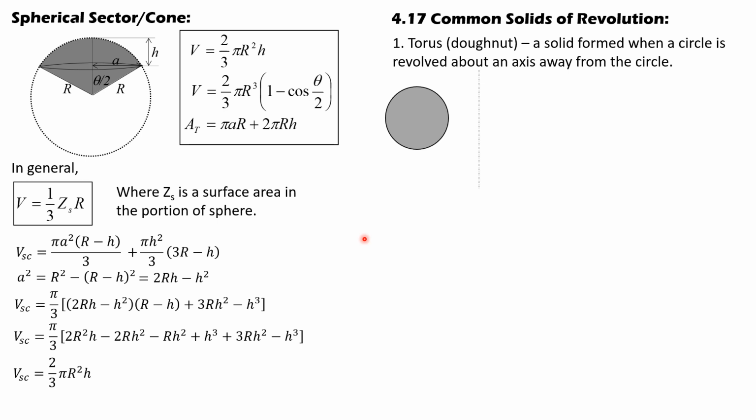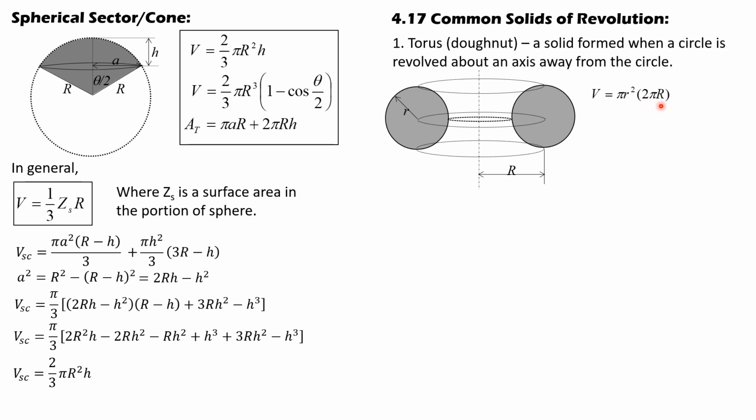Then revolve it about a vertical axis away from it. This axis should not cross the circle, so that the second theorem of Pappus-Guldinus can be applied, and the distance is big R. The radius of the circle is small r. Then volume equals pi small r square times distance traveled by the centroid, which is 2 pi big R. So volume is pi small r square times 2 pi big R.